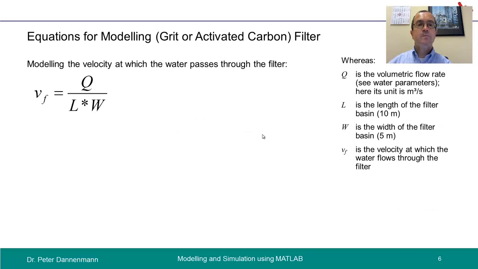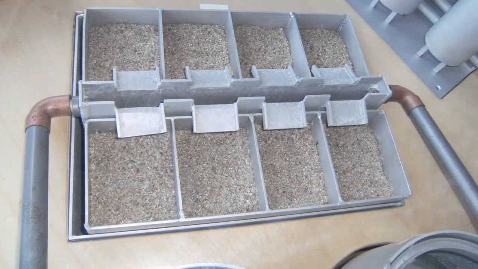The last thing that we need to know is the velocity at which the water passes the filter. This velocity is computed by dividing the volumetric flow rate through the plant by the surface area of the filter. Now we've got all equations to generate the model as well as the parameters that characterize the filter. This filter would work pretty well now.